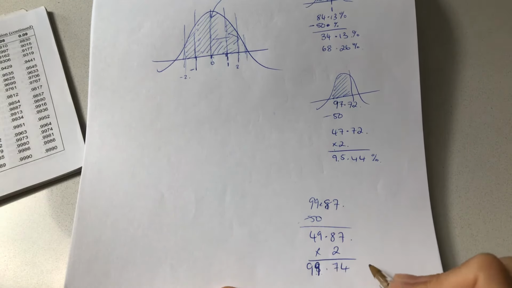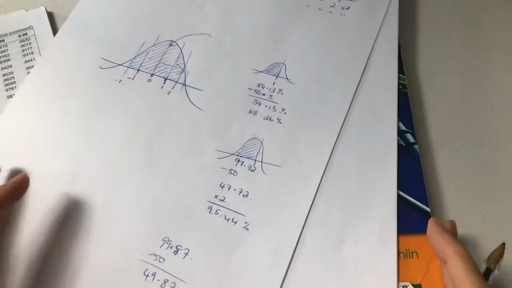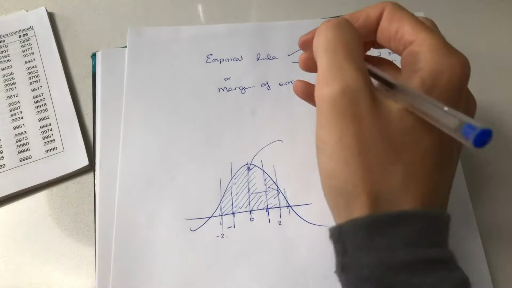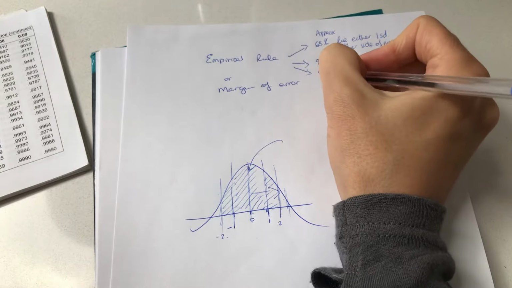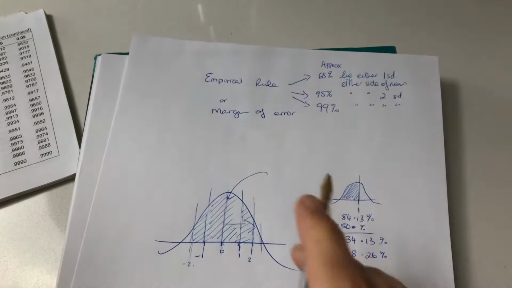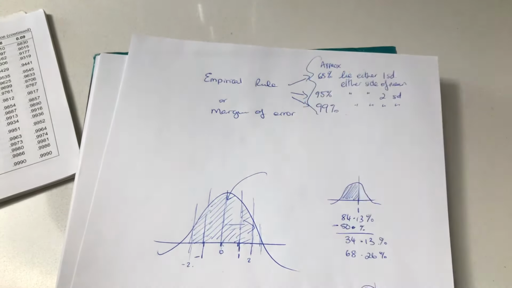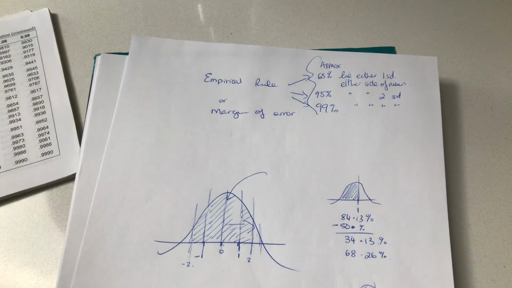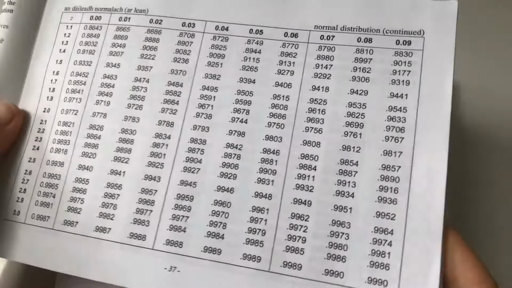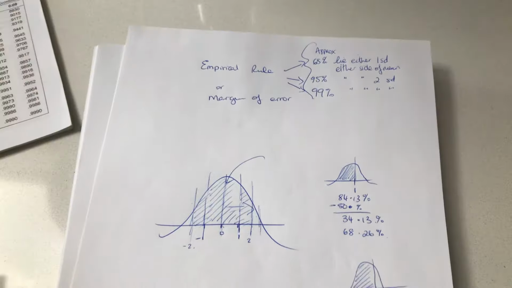Sorry, 99.74%. They don't say that. We would. 99% is what they say. And that's your empirical rule. It's just a rounded off version of what we can actually figure out exactly from the log tables.